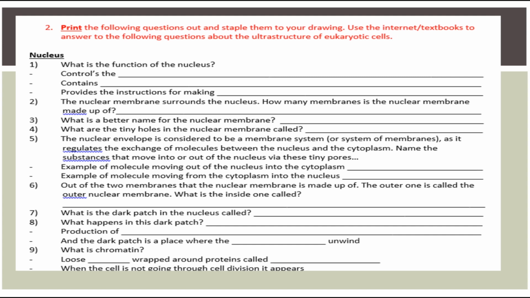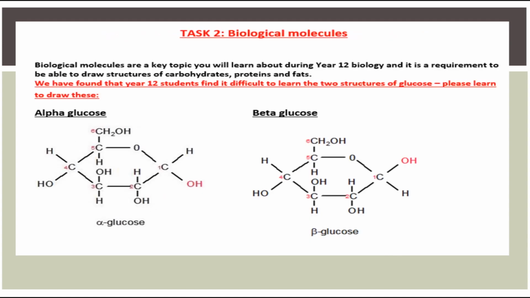So task 2, biological molecules. Biological molecules is a key topic you will learn during Year 12 biology, and it's a requirement that you're able to draw structures of carbohydrates, proteins and fats. Now we have found in the past that Year 12s find this particular activity quite challenging, especially drawing the 2 structures of glucose. At GCSE you would have learned just glucose as one, whereas there are 2 types of glucose, alpha glucose and beta glucose.